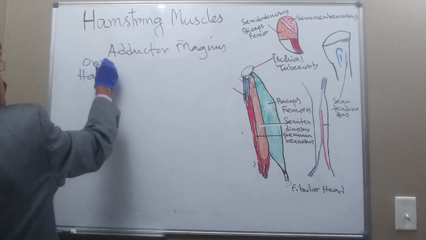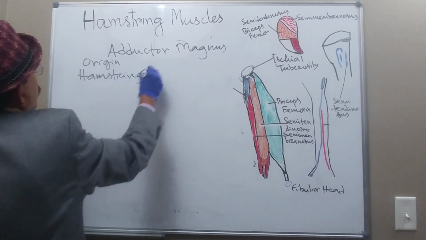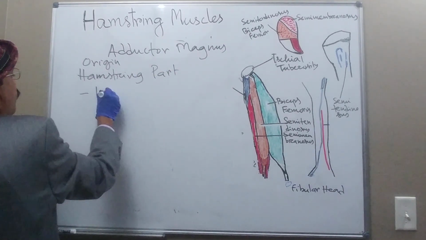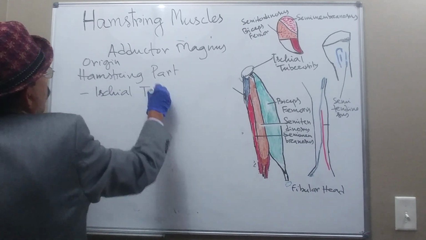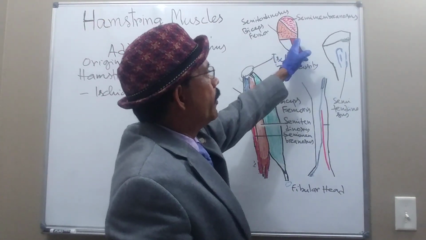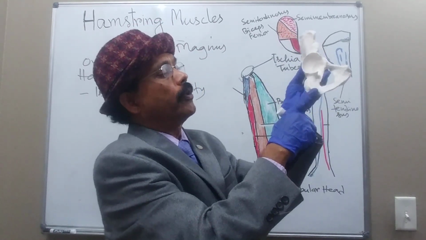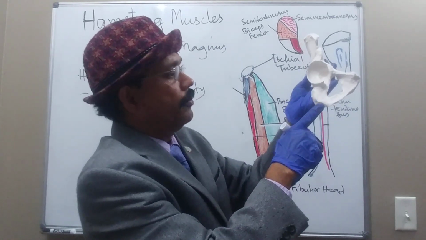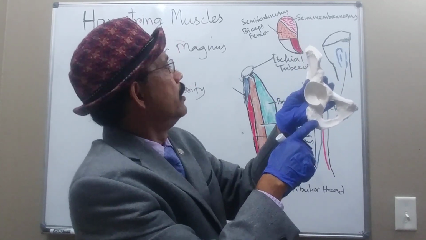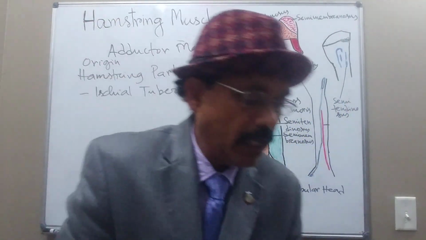If you go to the origin, the hamstring part originates from the ischial tuberosity. Which part of the ischial tuberosity? The lower part, the inferolateral impression of the ischial tuberosity. So it takes origin from here, the inferolateral impression of the lower part of the ischial tuberosity. Okay, we got the origin of the hamstring part.